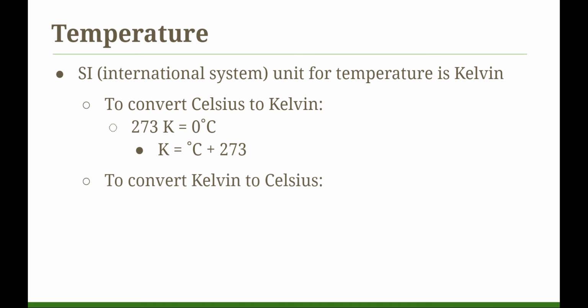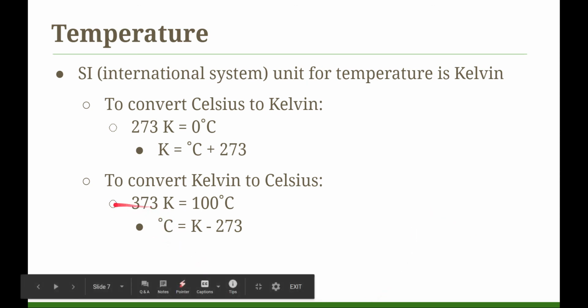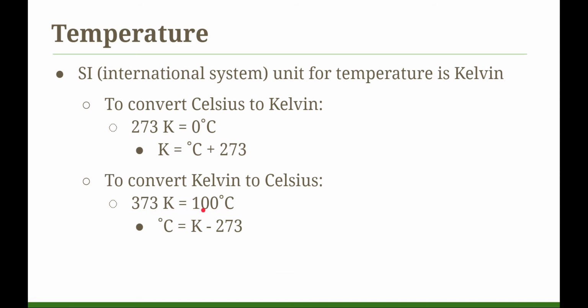If we want to go in reverse, so if we're given a temperature in Kelvin and we want to go to Celsius, we just do the opposite of that. So we would take our Kelvin and subtract 273. Like our example up there, see how we have a temperature of 373 Kelvin. If we just subtract 273, we find out that's equal to 100 degrees Celsius.